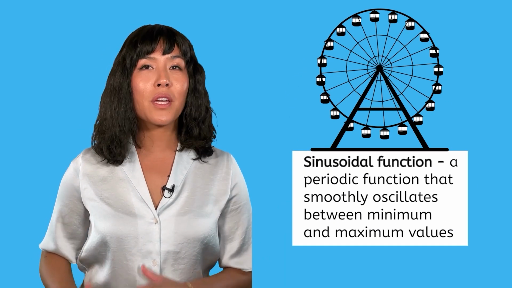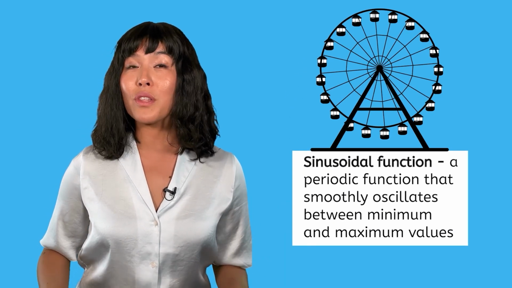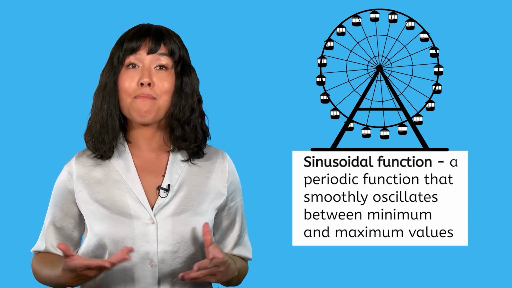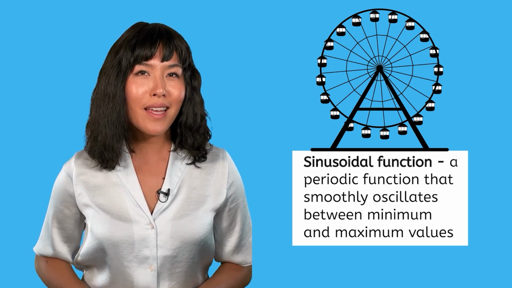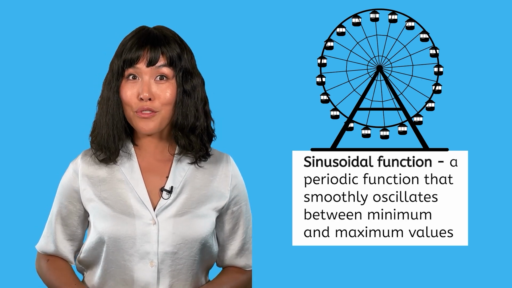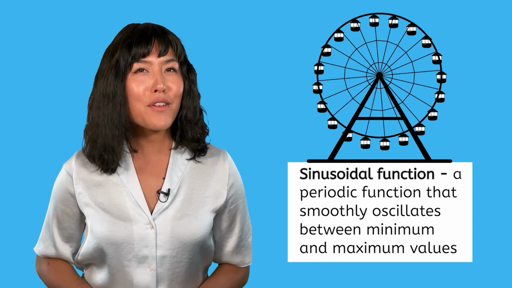By mapping the height of one Ferris wheel car over time, we see a familiar sinusoidal function emerge. Sinusoidal functions are periodic functions that smoothly oscillate between minimum and maximum values, just like the sine and cosine curves we've studied. If you haven't already, go ahead and connect those points in your guided notes with a smooth curve. And then we'll work together to write an equation for this function.